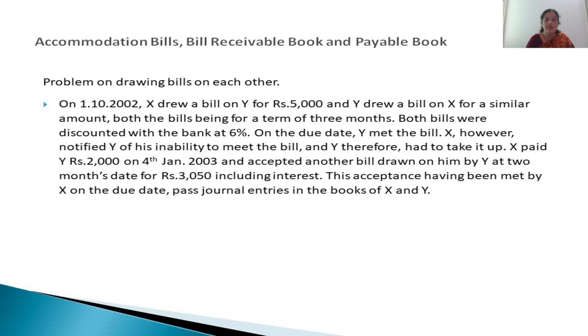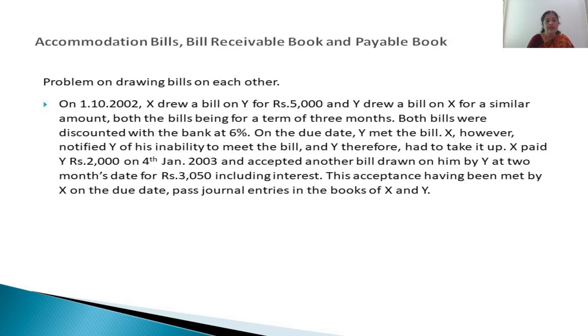So here there are two bills. X is drawing the bill on Y for 5,000. So X is the drawer and Y is a drawee for this bill. And the other side, Y is drawing a bill on X for the similar amount. It is for 5,000 again. Y is drawing a bill on X. That means here Y is a drawer and X is the drawee. So don't get it confused.